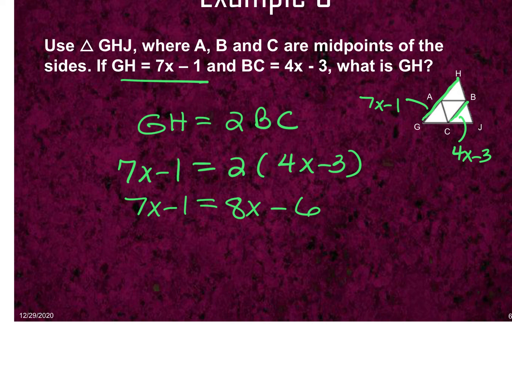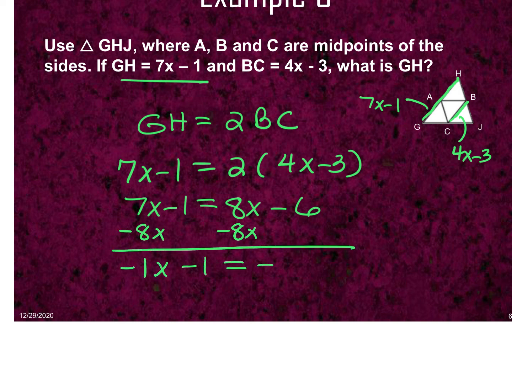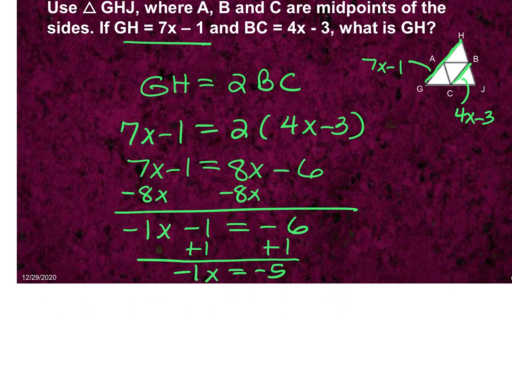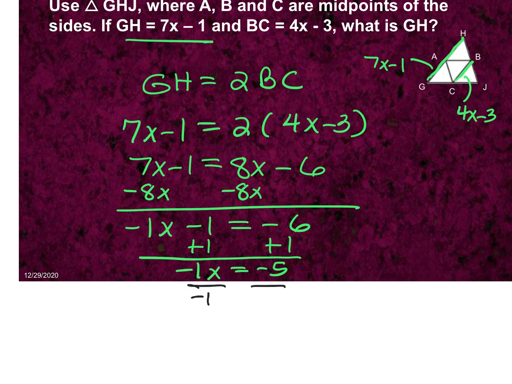I can move my x's either left or right. I'll go ahead and move it to the left. I know I'm going to get a -1, but that's okay. -1x minus 1 equals -6. Add 1. -1x equals -5. I'm going to divide both sides by -1. So I don't want a -1x. So x equals 5.